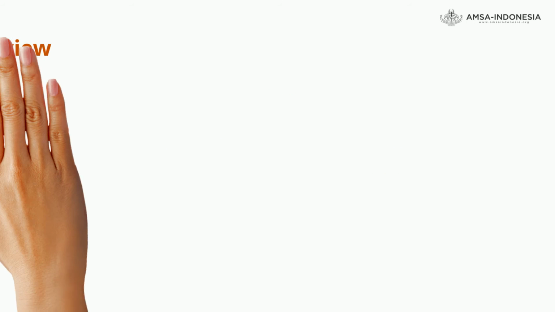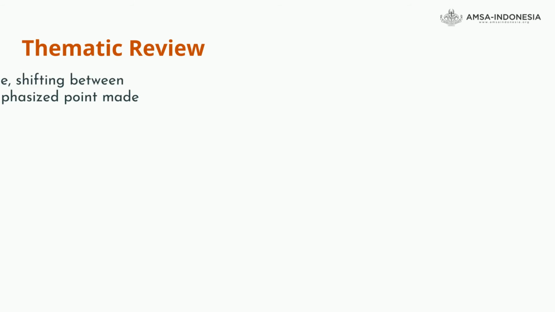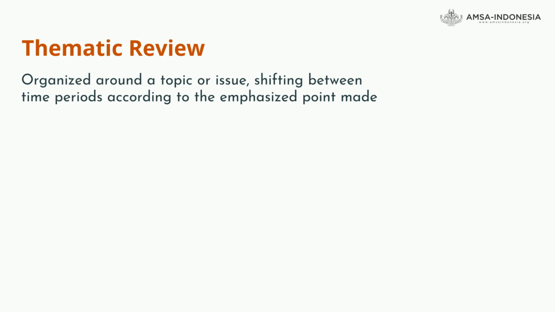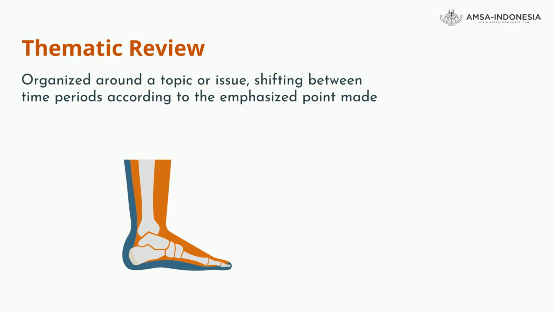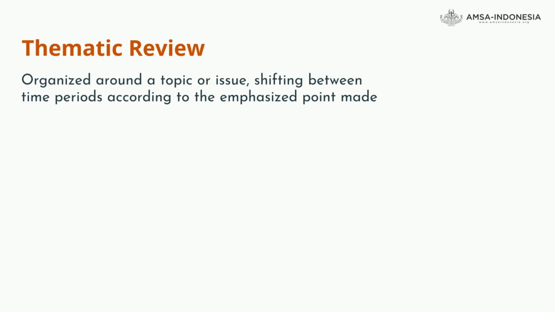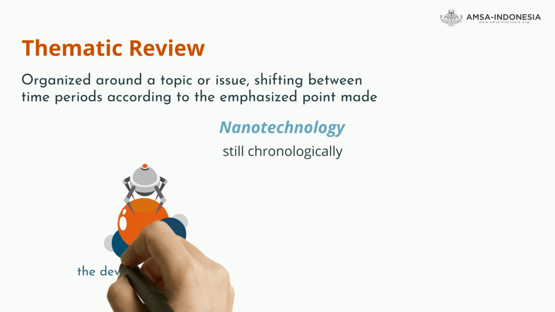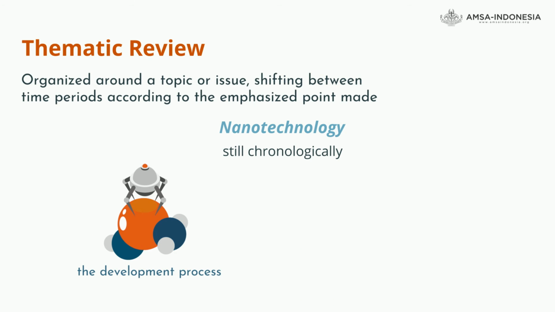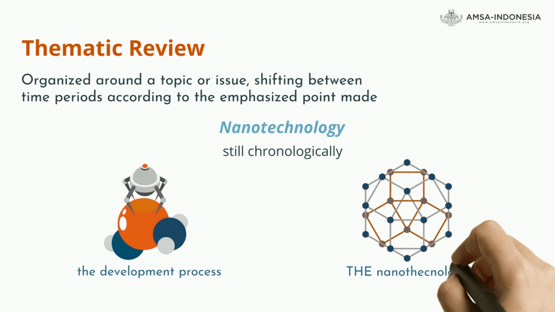Second, moving on to thematic reviews. Thematic reviews are conducted focusing on a topic rather than the time itself. For example, a biomolecular ligament and tendon tear healing review could focus on the development of nanotechnology used in tissue scaffolds. While the study focuses on one topic, nanotechnology, it will still be organized chronologically. The only difference between these two is what is emphasized the most: the development of nanotechnology or the nanotechnology itself.